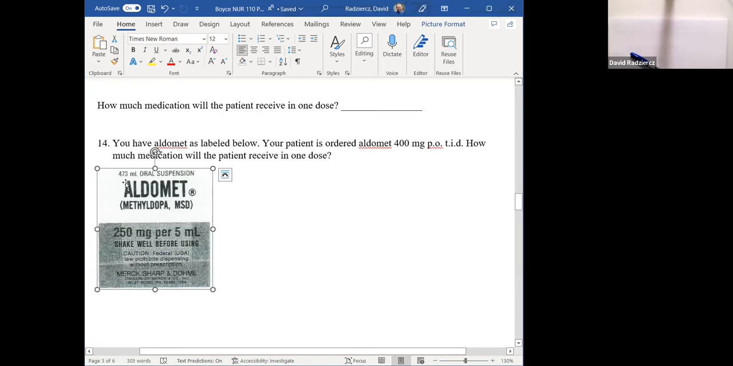The next thing we have to look at: 473 milliliters is the total volume of this Aldamet that's available. We want to know what the concentration is. That's where you can see in the shaded area where it says 250 milligrams per 5 ml. That is what you have available, and that is also your quantity. So I'm going to show you how I would set up a problem like this using both dimensional analysis and the order over have format. So let me switch over here.